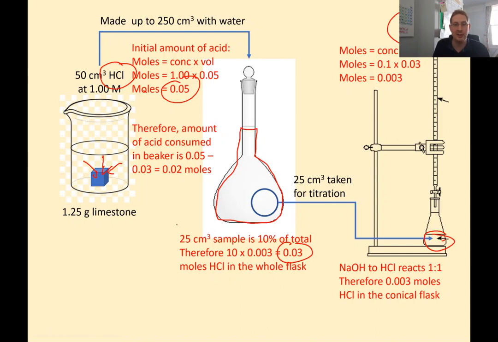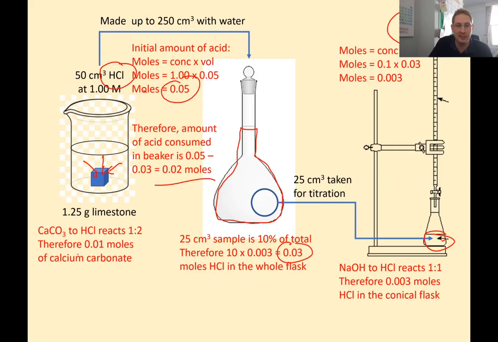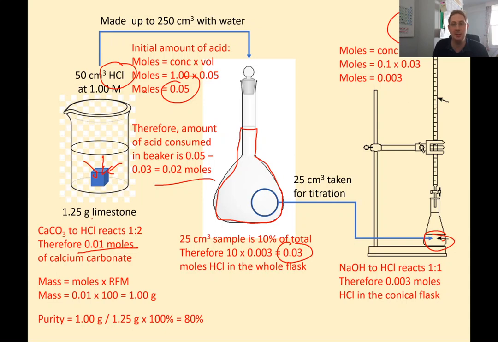From the reaction between limestone, which is calcium carbonate, and hydrochloric acid, we know it's a 1:2 ratio, so that number of moles of acid reacted with that number of moles of calcium carbonate. Calcium carbonate has the formula mass 100 grams per mole, so that is 1 gram of calcium carbonate in the limestone. And finally, therefore, we can say if 1 gram of it was actually calcium carbonate, the limestone was 80% pure.